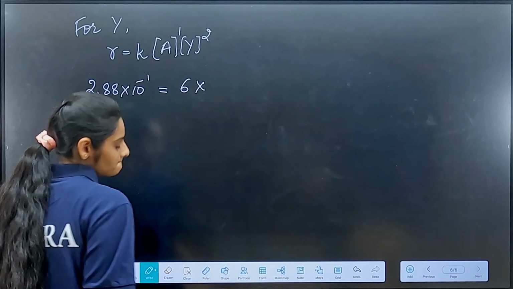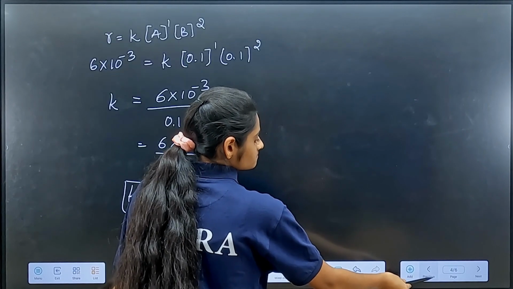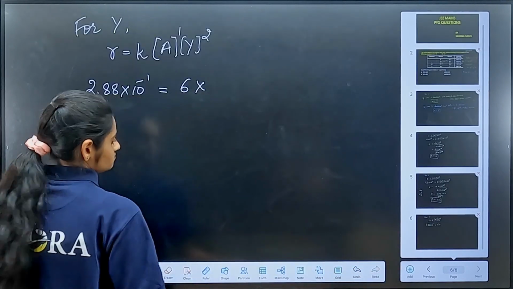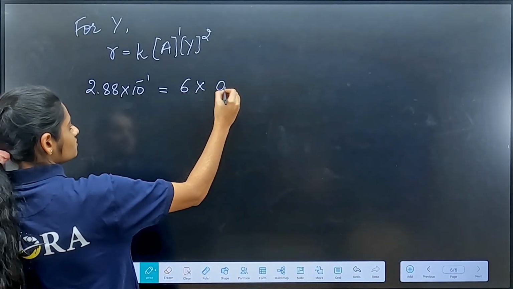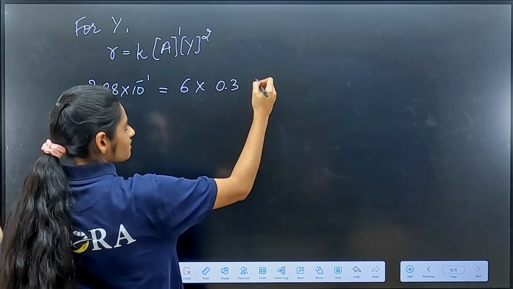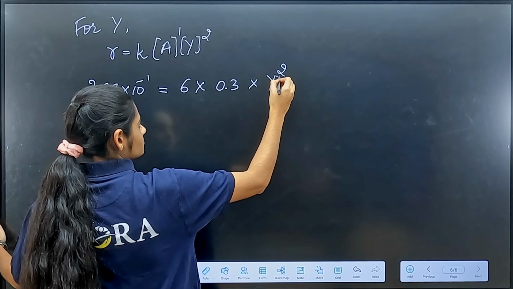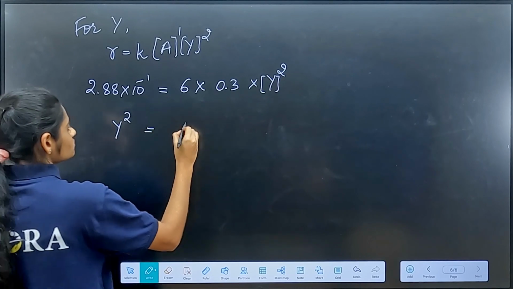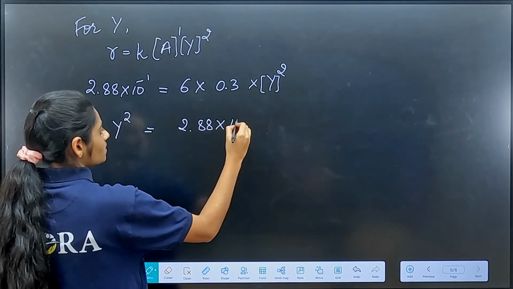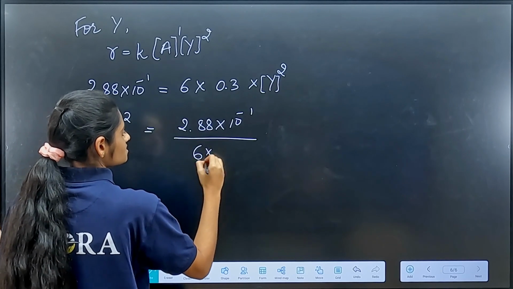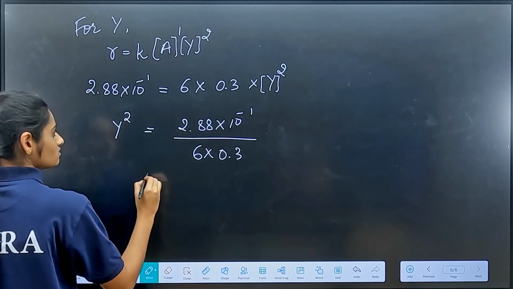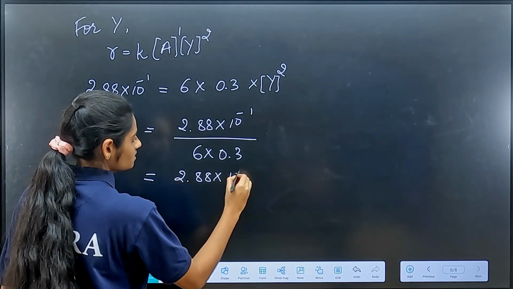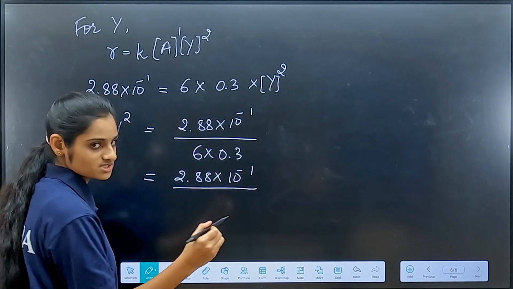So A value is 0.3 and B value, this is Y value we have to find out, square. Okay. So for Y, let us substitute. So 2.88 into 10 to the power minus 1 divided by 6 into 0.3. So how to solve this? Here 2.88 into 10 to the power minus 1 divided by 6 threes are, it is 18.